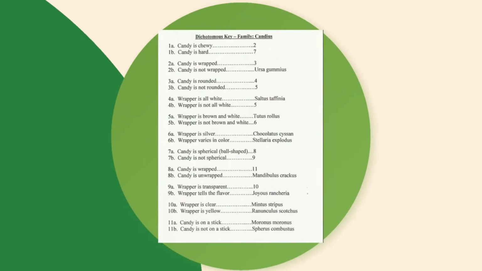So here's an example. We've got a dichotomous key for different types of candy or lollies. You'll see our first question, we always start at number 1. And our first question is our biggest question. That's what we can easily split all of our lollies into. So in this case, is the candy chewy or is it hard? And if it's chewy, you move down to question 2 and answer that. If it's hard, in this case, you move all the way down to question 7.